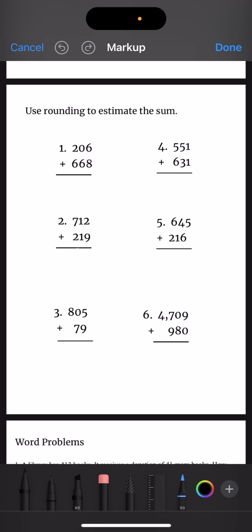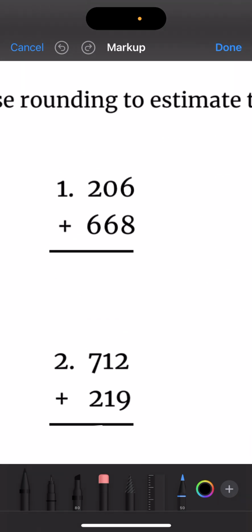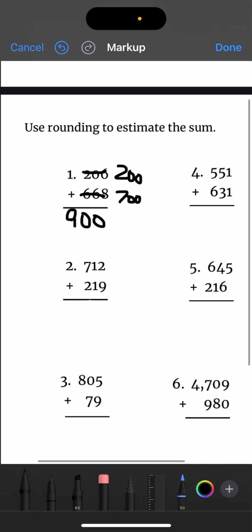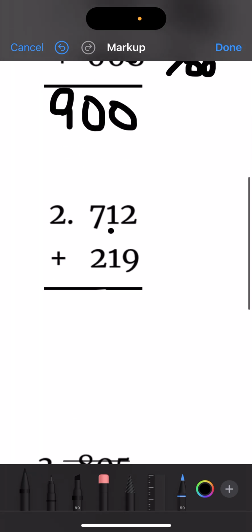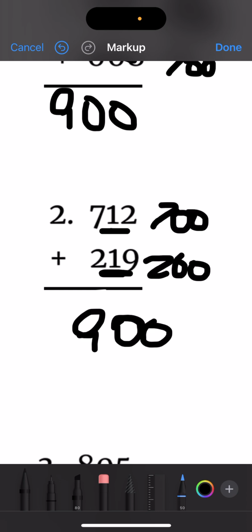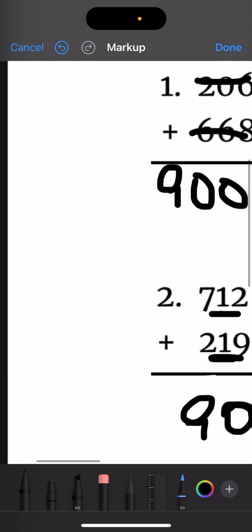Let's move on. Use rounding to estimate the sum. Okay, so number 1, we have 206 plus 668. If we round, this 6 would round up. So this would become 700, and this would stay at 200 because there is no rounding factor, so therefore it would round up to be about 900. This one, the 1 does not bring it up, and the 1 does not bring it up, so it's 700 and 200, which stays at 900.